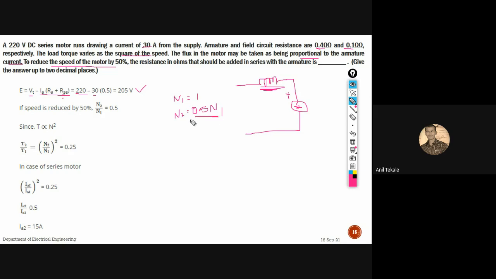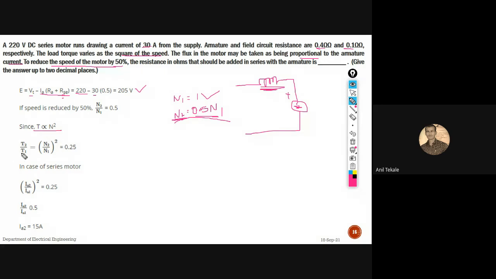Is it correct? What I am writing here means, suppose we consider the first speed as 1, then the next speed is reduced by 50%. If the next speed is N2, that is 1/2 of N1, or 50% of N1, meaning 0.5 of N1, right? Now as they told, the load torque varies as the square of the speed, meaning T is directly proportional to N squared.